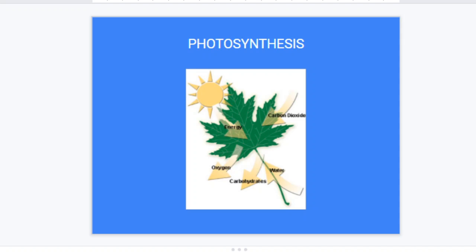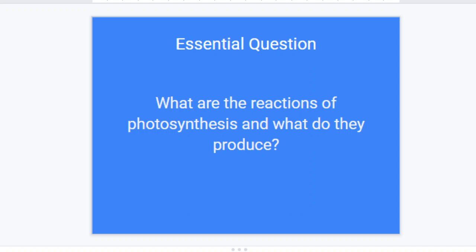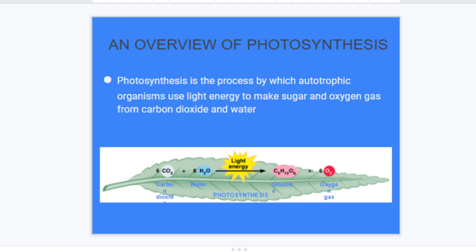So photosynthesis, we've been talking about sun and color and energy. So now let's see, what can plants do with that energy from the sun? Our essential question here will be, what are the reactions of photosynthesis, and what do they produce? Well, let's start here, kind of like an overview, okay?